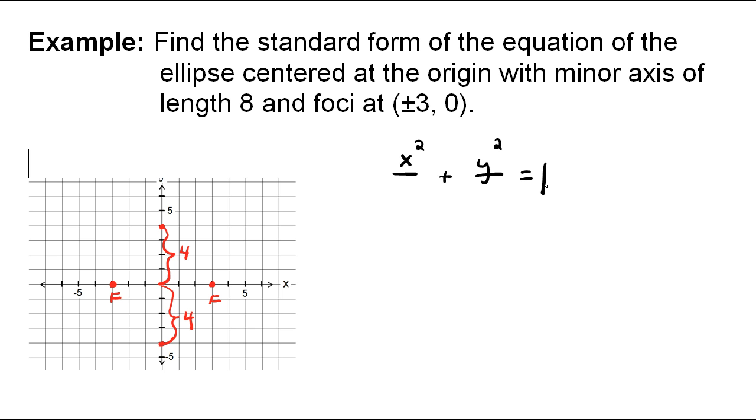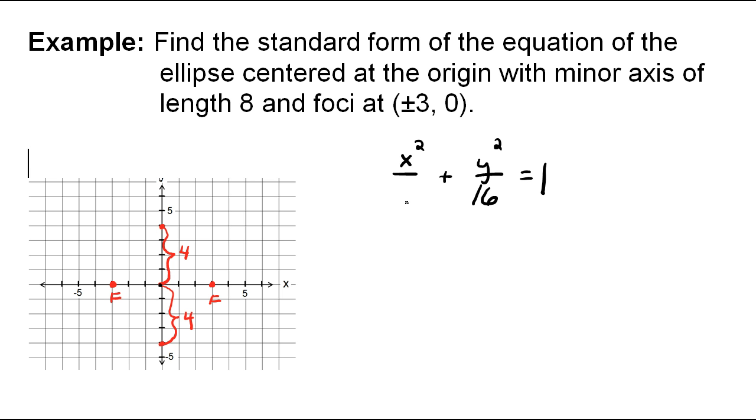It always equals 1, and here's my x squared and my y squared. It's centered at the origin, so I know there's no h and k. Now, I know that I went up 4 and down 4. That number, 4, gets squared and becomes a 16 right there. I need to find this guy right here.